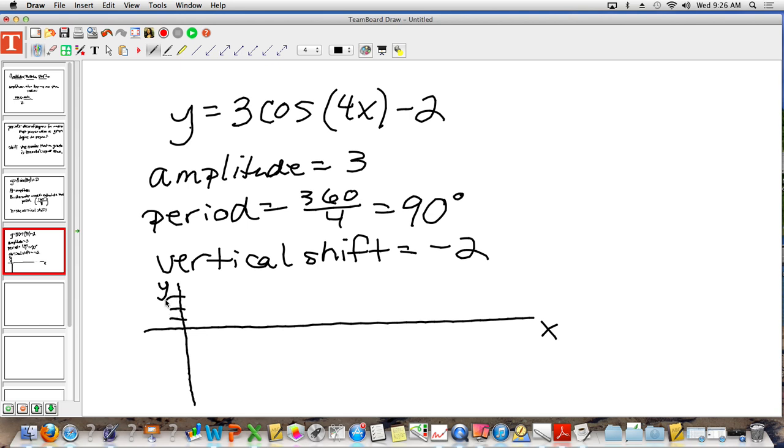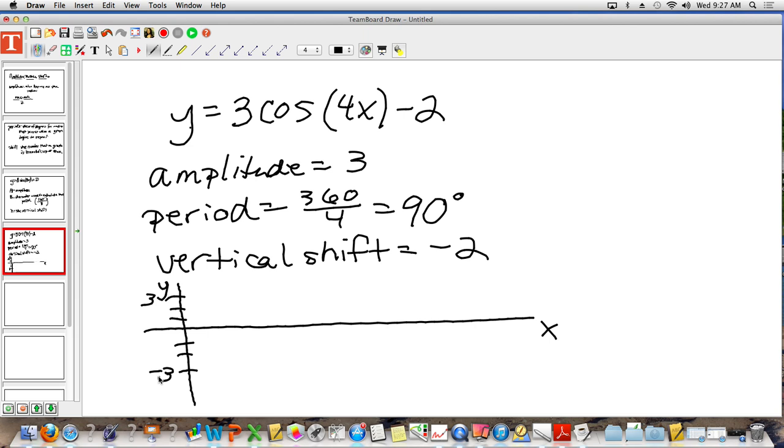We're going to go up 3 and go down 3. The reason I'm going to go up 3 and down 3 is because my amplitude is 3. So does that mean I'm actually going to go up to 3 and down to -3? The 3 here means that I should, but I'm not going to, because I have a vertical shift that is going to move the graph down 2 units.